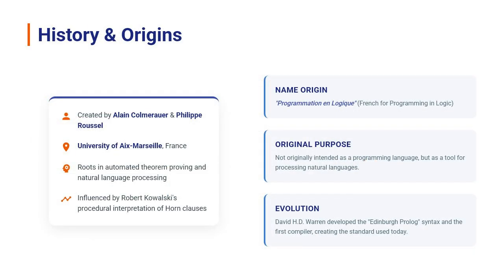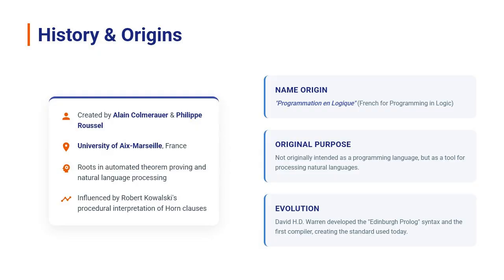Prolog was created in 1972 by Alain Colmerauer and Philippe Roussel at the University of Aix-Marseille in France. The name is an abbreviation of programmation en logique, which means programming in logic in French. Originally, Prolog wasn't intended to be a general-purpose programming language. It emerged from a project aimed at processing natural languages. The creators were trying to develop tools for automated theorem proving and computational linguistics.